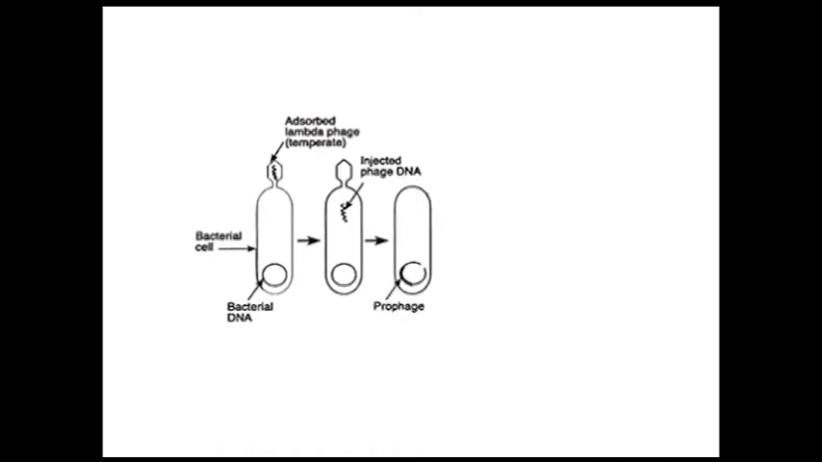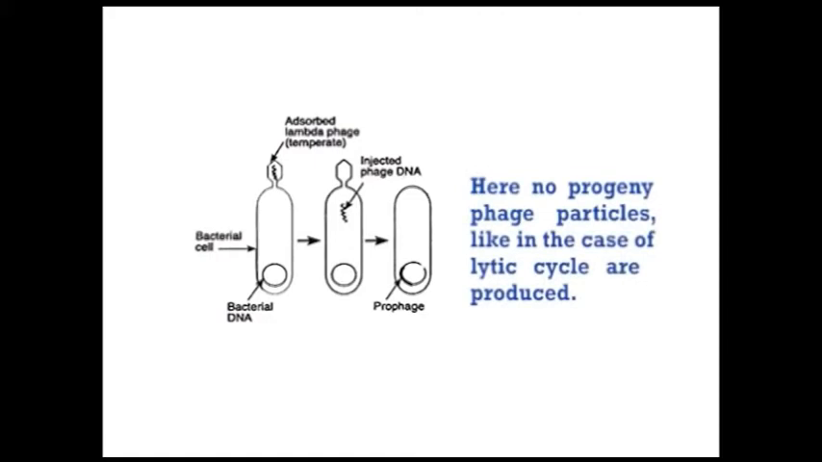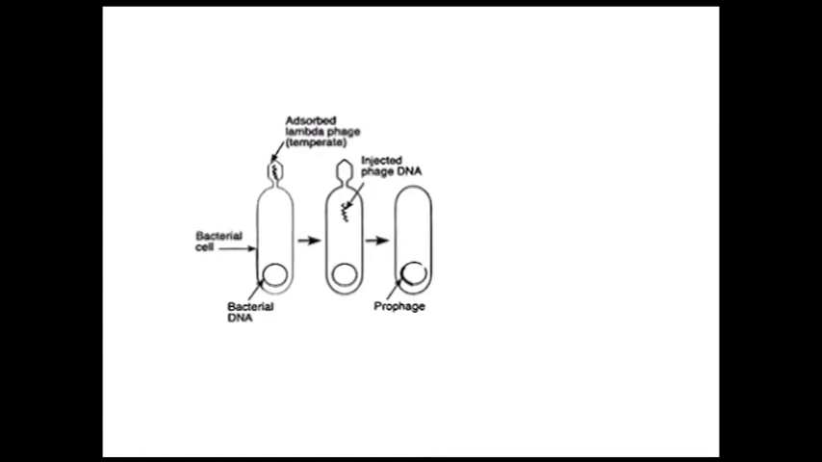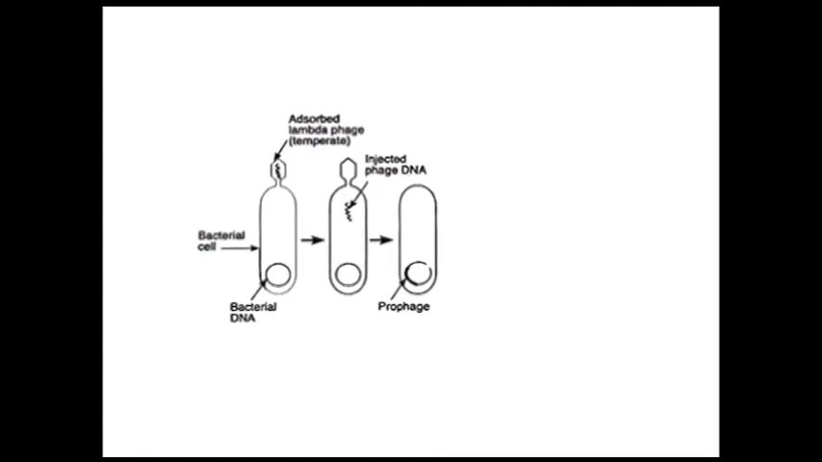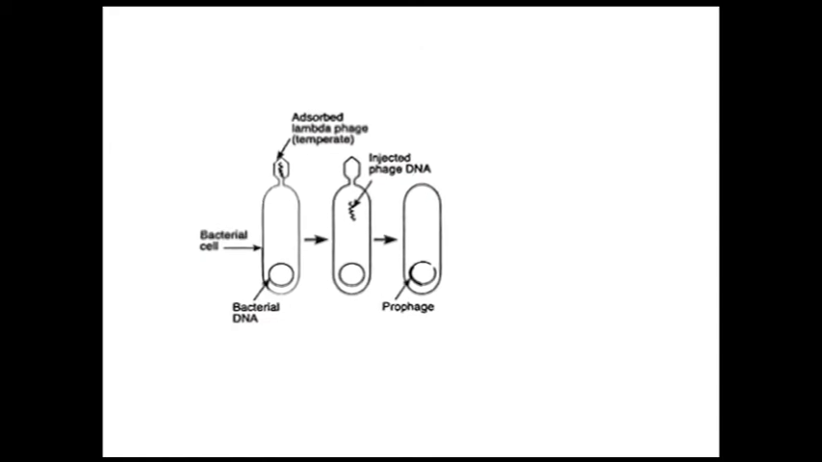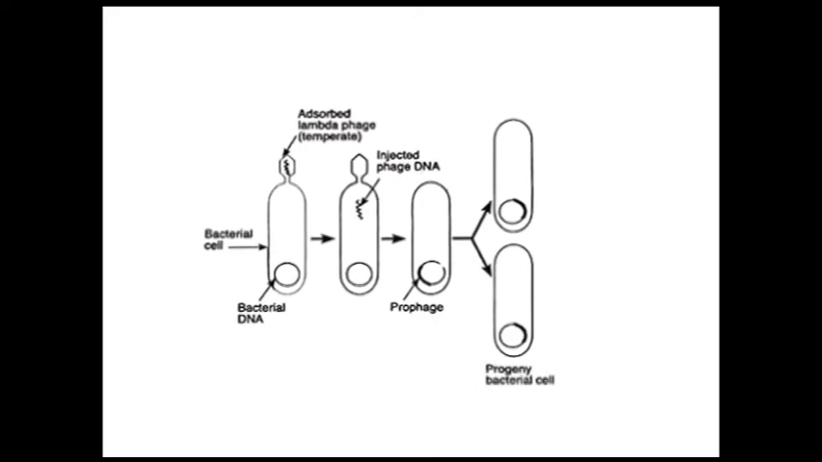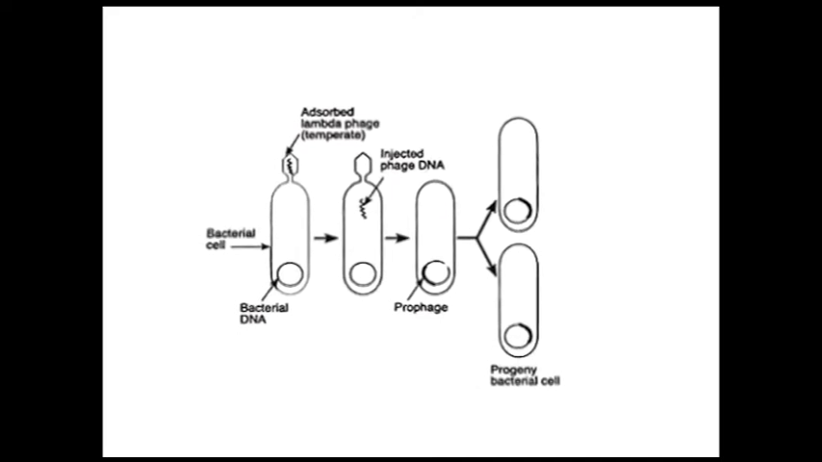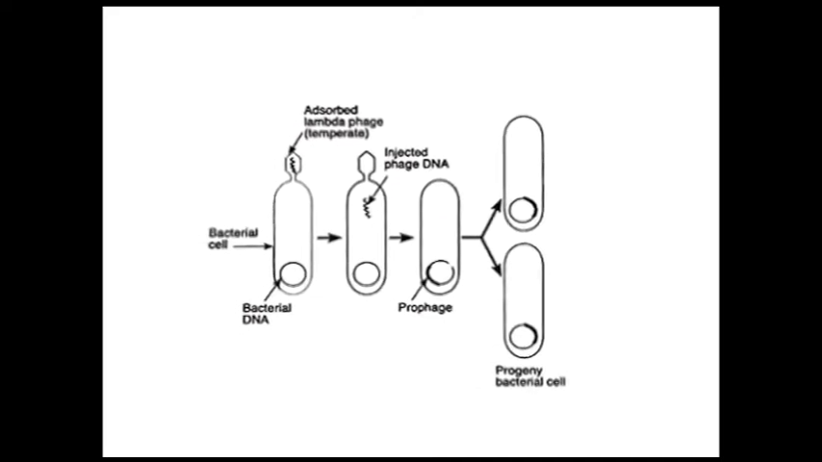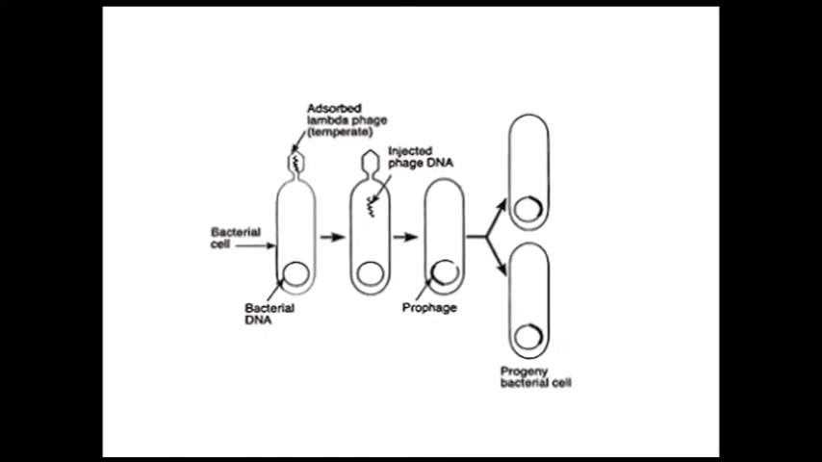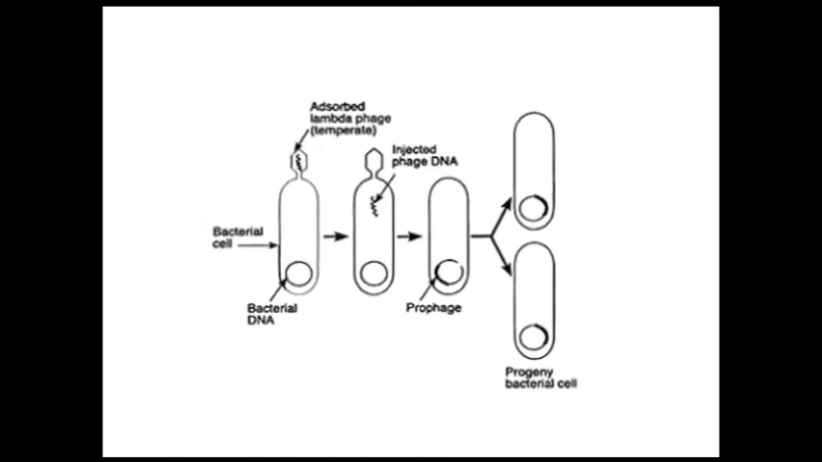That is, the viral DNA becomes a part of the cell's genetic material. Here, no progeny phage particles like in the case of the lytic cycle are produced. Instead, each time the host cell DNA replicates during cell division, the non-virulent prophage also replicates too. So this process may change the cell's characteristic, but it does not destroy it.